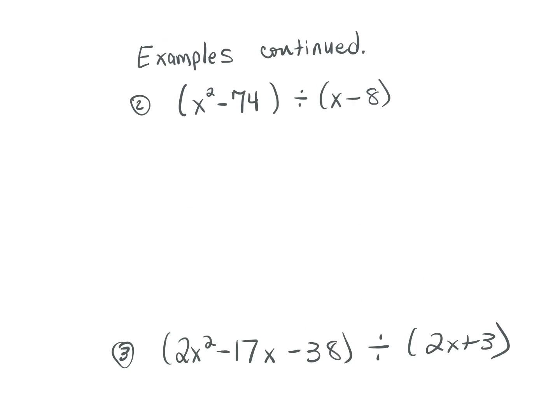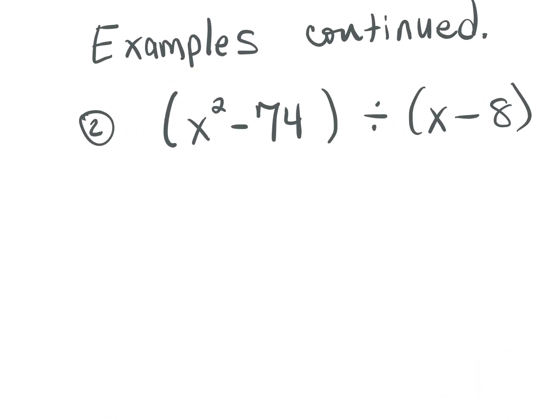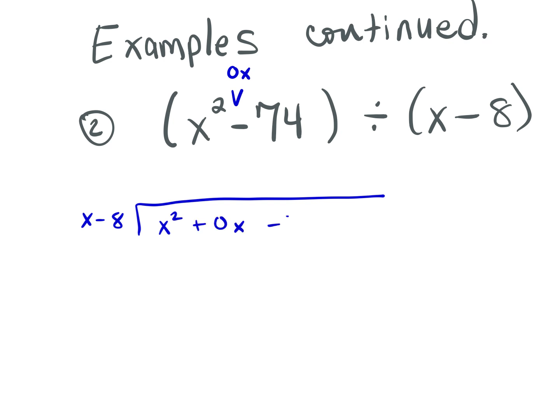Let's look at number 2 on the next page. So here we're going to practice long division again. Outside the box, we've got x minus 8. Inside, we need to be careful here. Are we missing any terms? I've got an x squared, but I'm missing an x. So in that spot, I'm going to put a 0x. So we have x squared plus 0x minus 74.